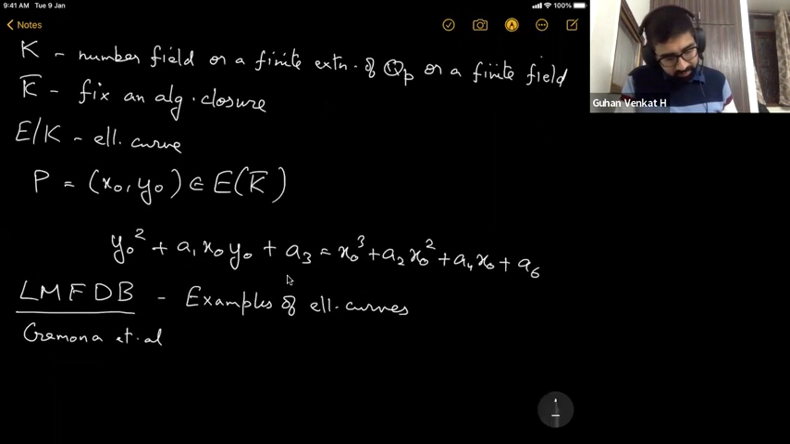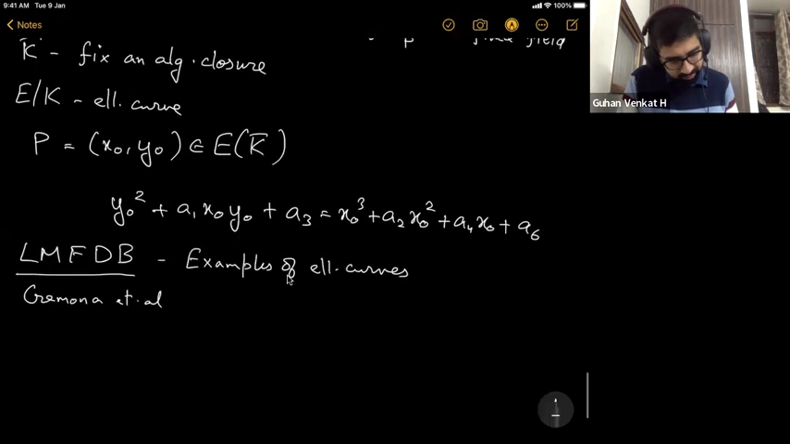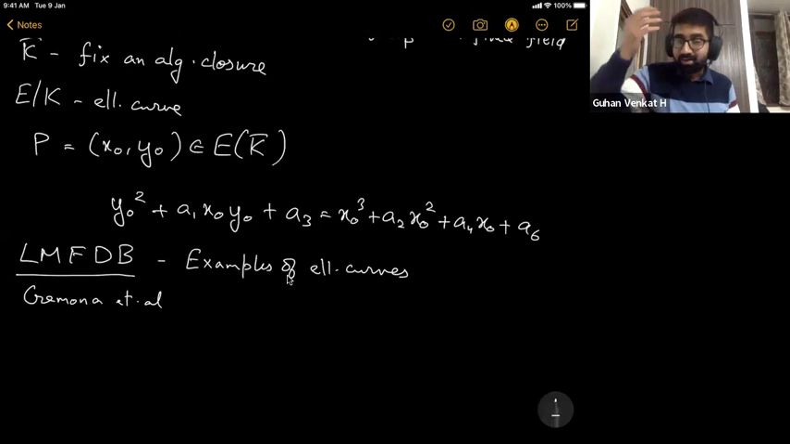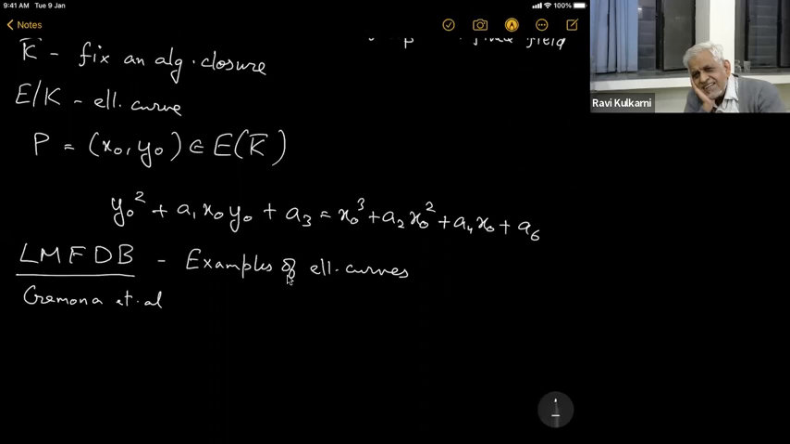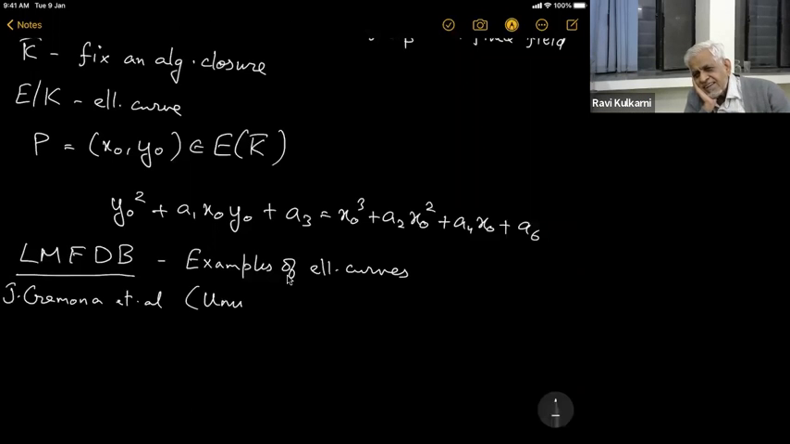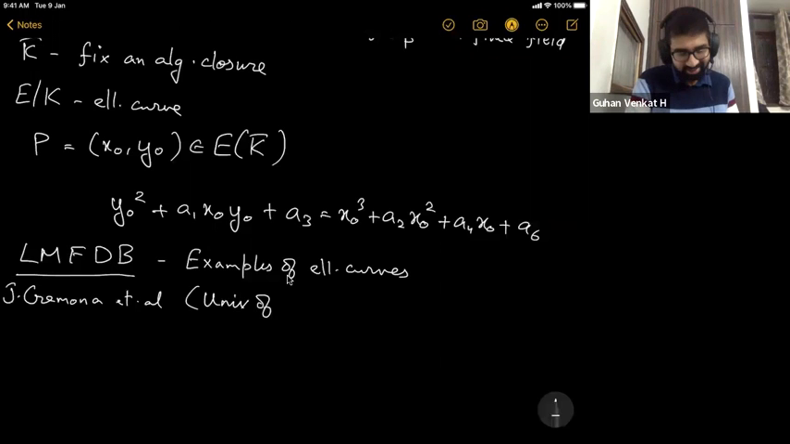Is Cremona the old Cremona, from the 19th century? No, he's still around. He just recently retired. Definitely not 19th century. This is John Cremona. The Cremona transformation is a different Cremona.